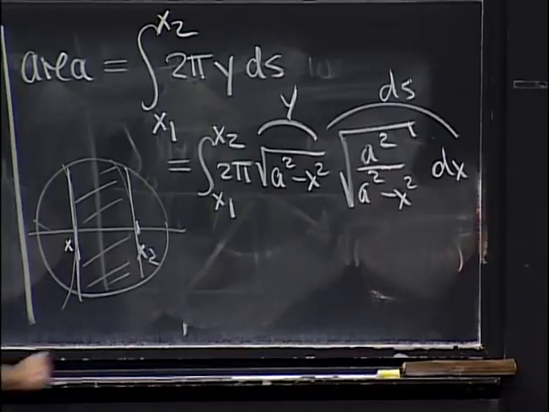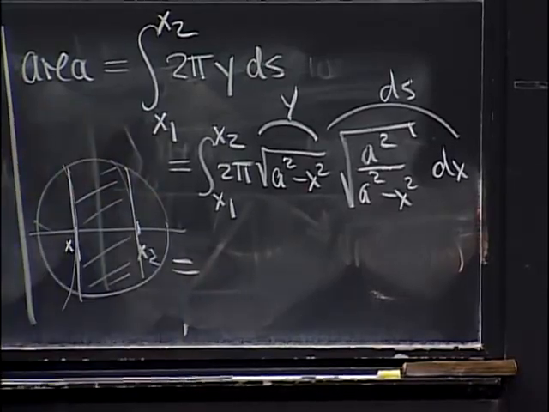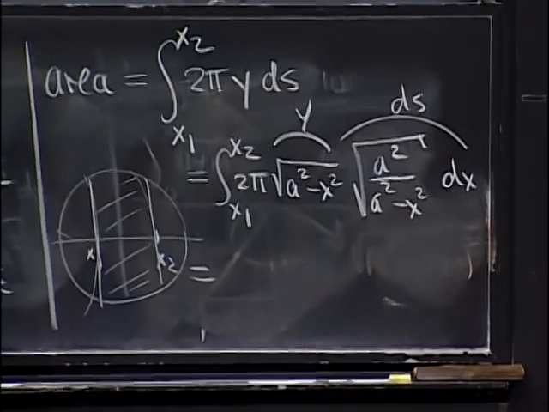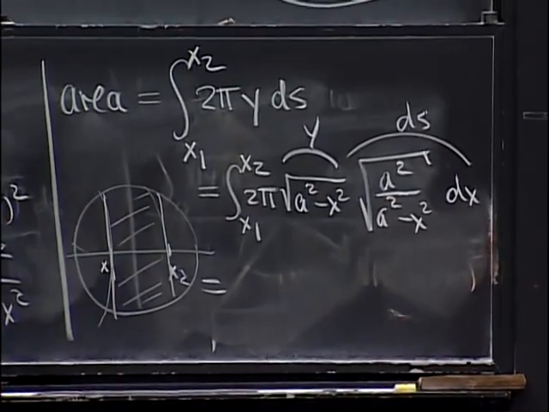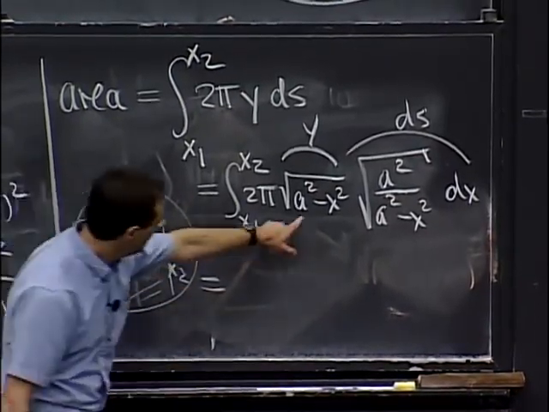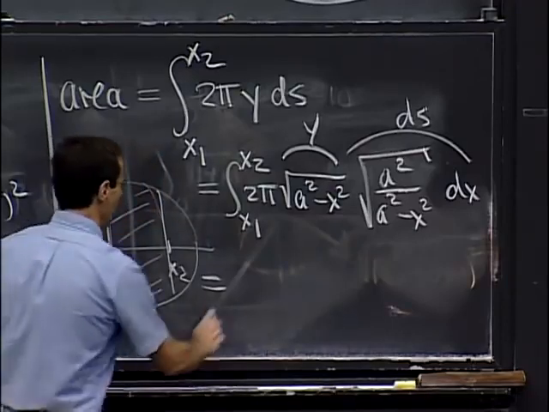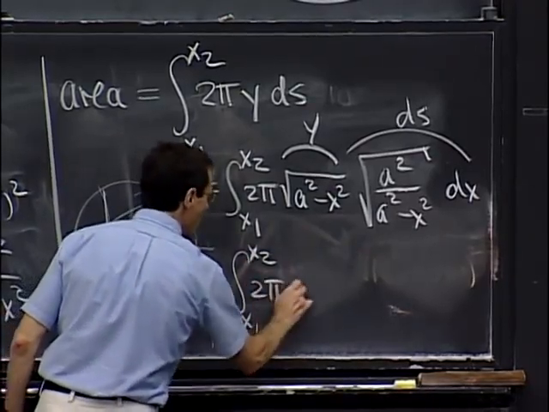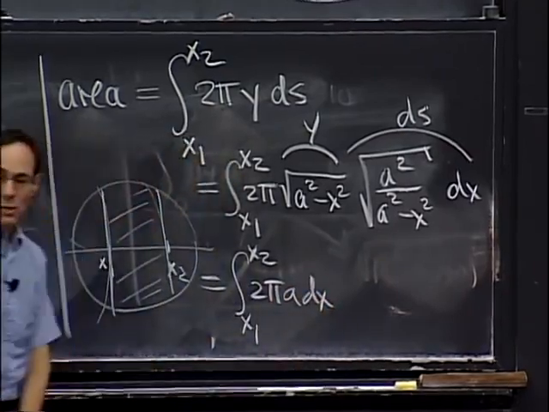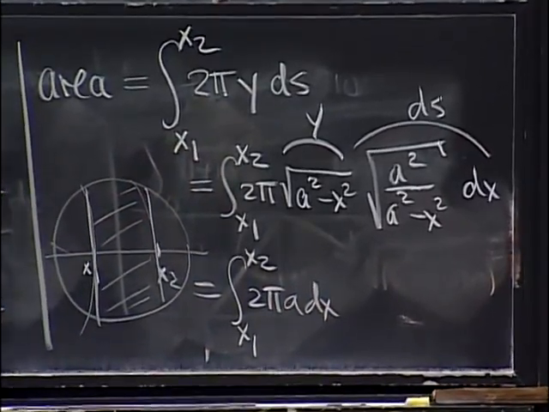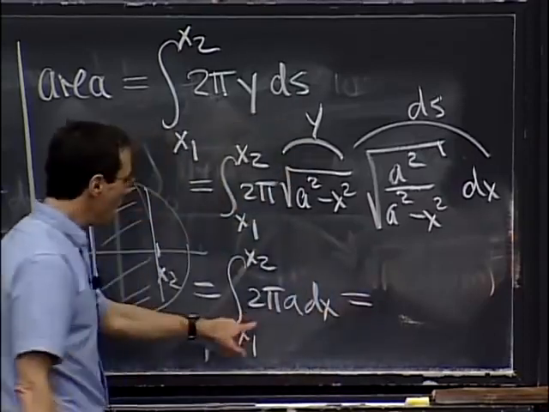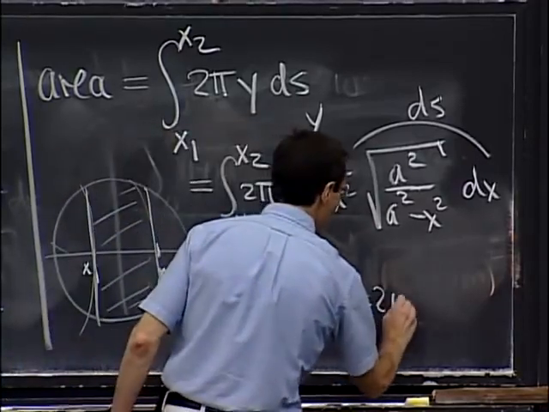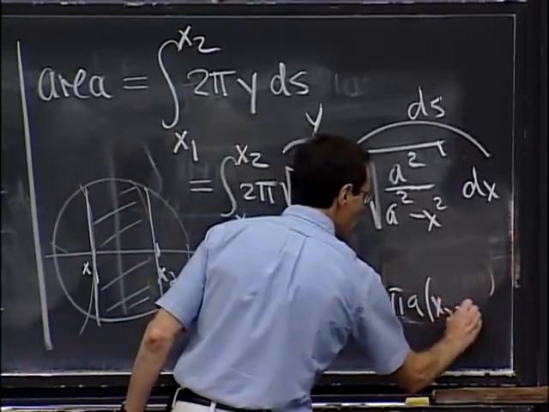And now, I claim we have a nice cancellation that takes place. Square root of a squared is a. And then there's another good cancellation, as you can see. So what we get here is the integral from x1 to x2 of 2 pi a dx, which is about the easiest integral you can imagine. It's just the integral of a constant, so it's 2 pi a times x2 minus x1.